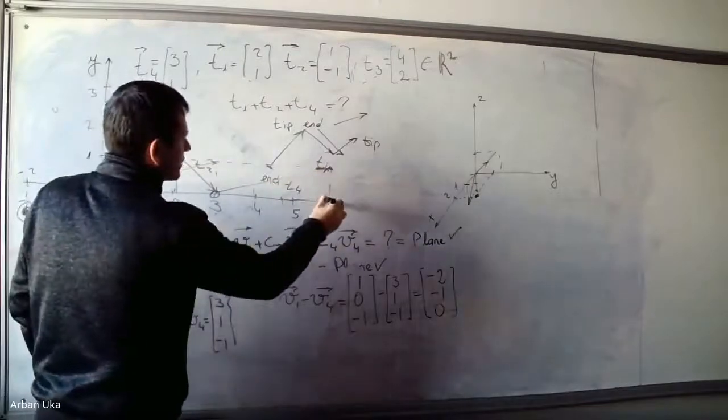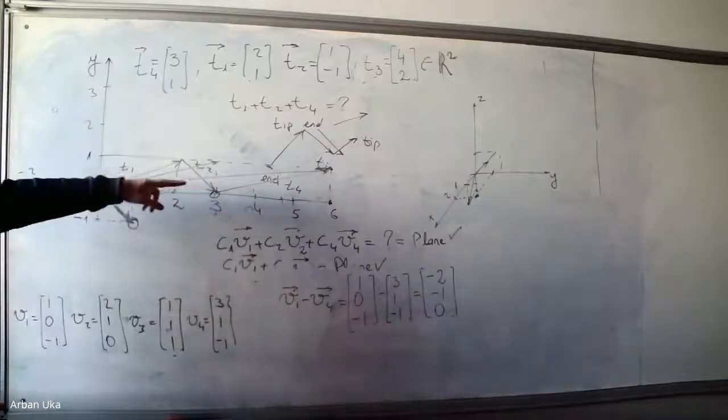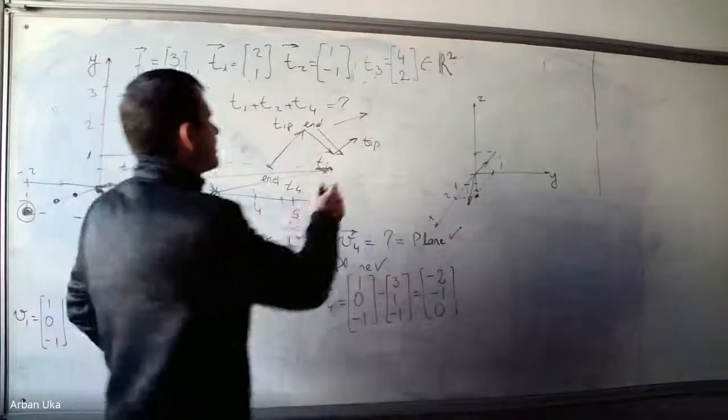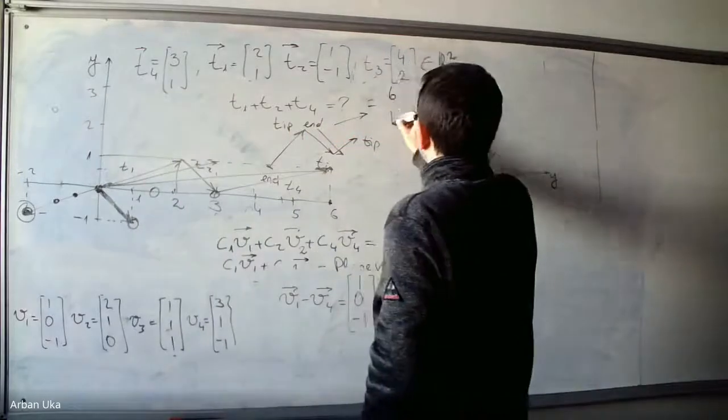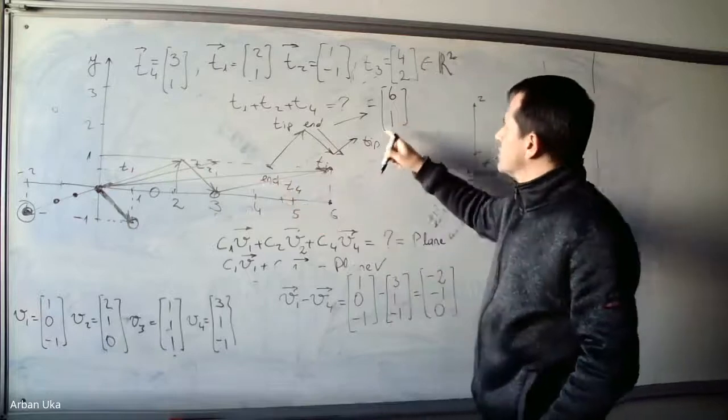If this is T4, this means that the answer is going to be from this point to this point. And it looks like, what is the coordinate of this point here, based on what we have drawn on the board? It looks like it's going to be something like 6, 1. Okay? We try to do the best. When we draw this, it looks like 6, 1.